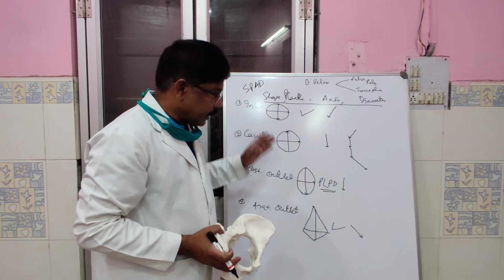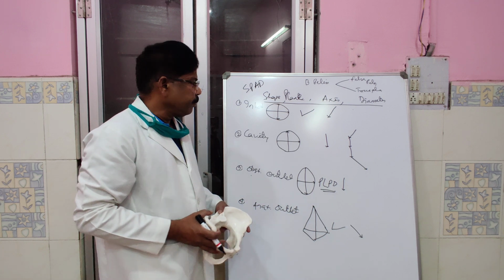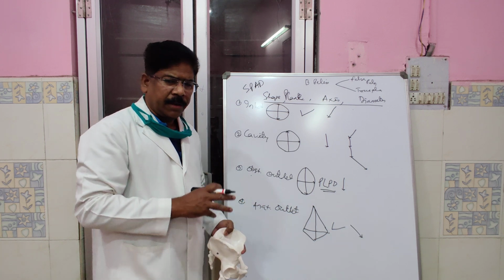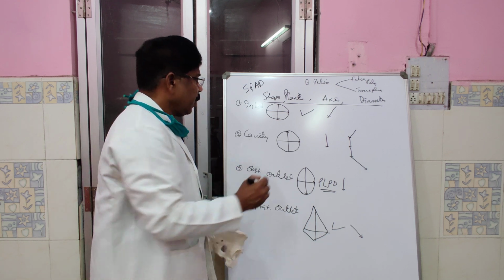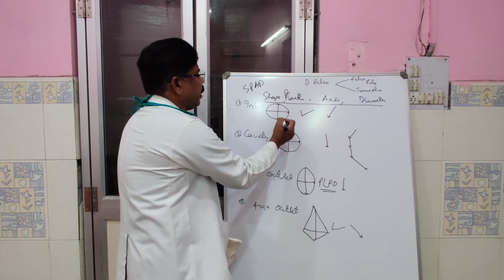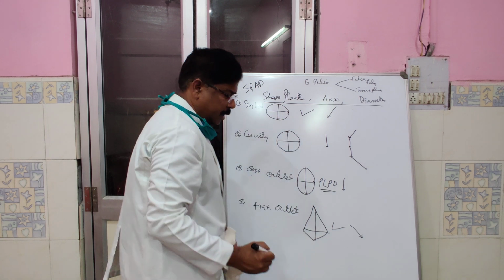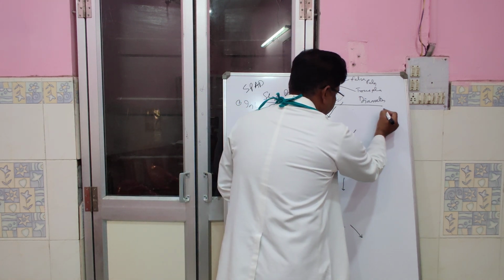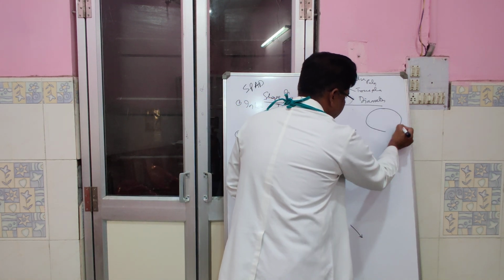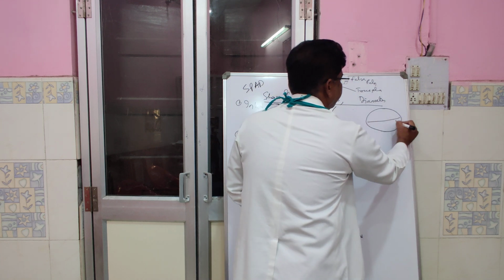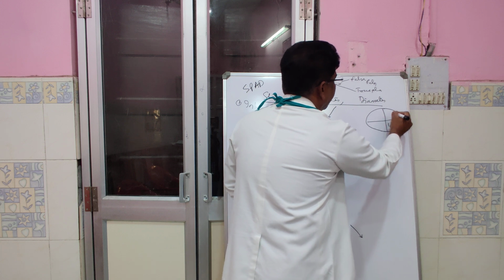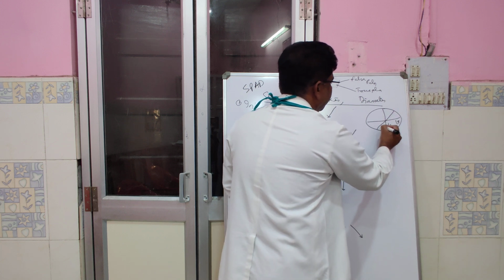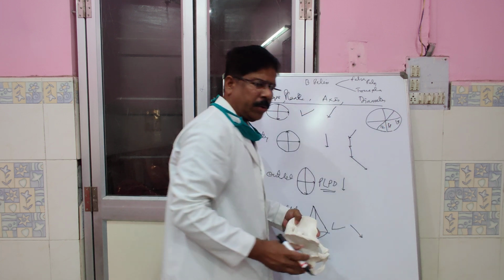So coming to the inlet, as I told you, it is oval in shape, where the transverse diameter is bigger. Here the transverse diameter is 13 centimeter, the anteroposterior diameter is 11 centimeter, and the oblique diameter is 12 centimeter. You can remember in the form of 11, 12 and 13.